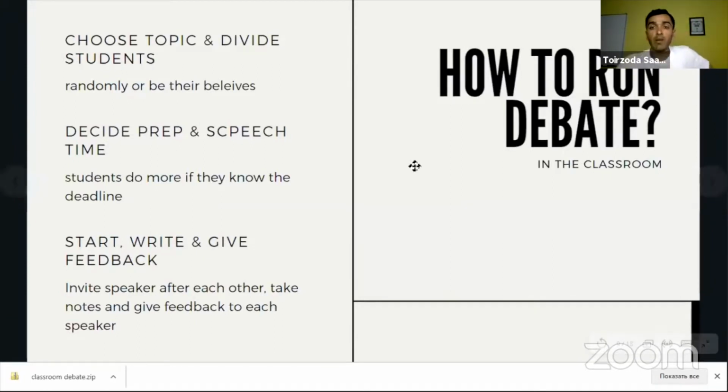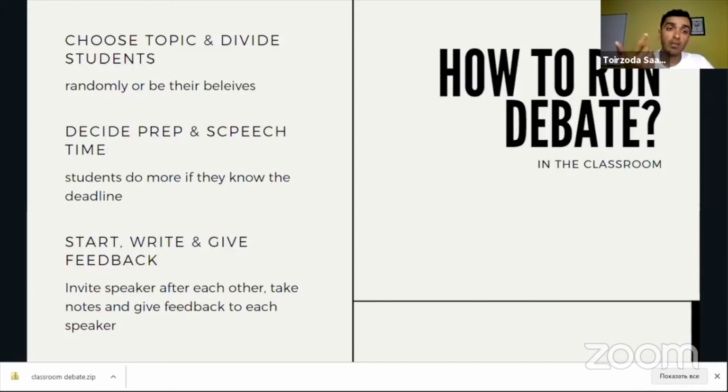How to run a debate in the classroom. As I said before, come up with a topic, and then when you come up with a topic, you have to divide students. You have two options here. You can divide students randomly, like just group A and group B, or you can give them colors. There are a lot of activities that you can use to divide them into teams. So you can use any of them to divide your students into teams. It's called randomly.